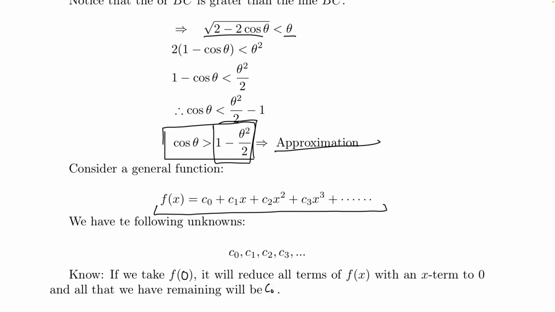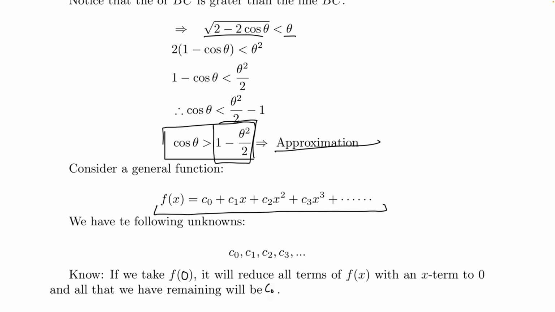Because there might not be a geometric interpretation of all approximations that we might want to make in the real world. So one thing we could do is that we could take the f of 0, which would reduce all of our x terms to 0 as well. Because if x is 0, x to the power of anything will be 0, and any constant multiplied by 0 is 0. So we're left with c0. And now we've gone one step closer to finding our entire function.